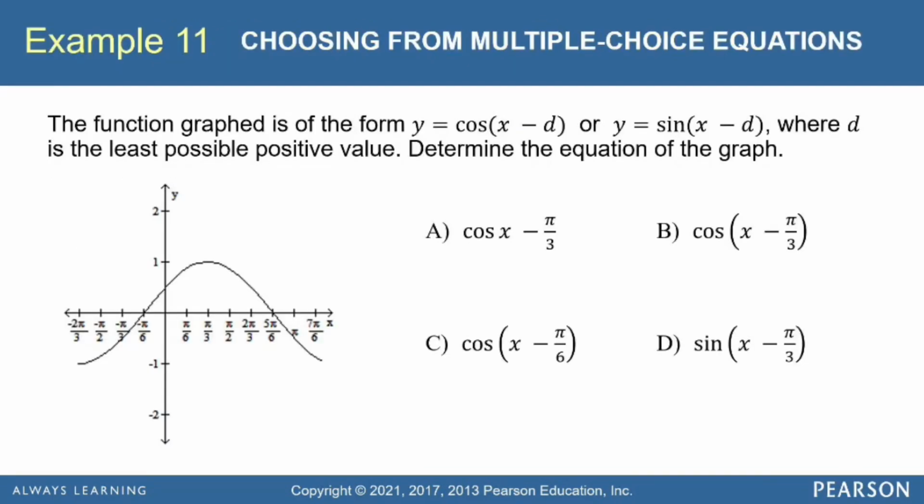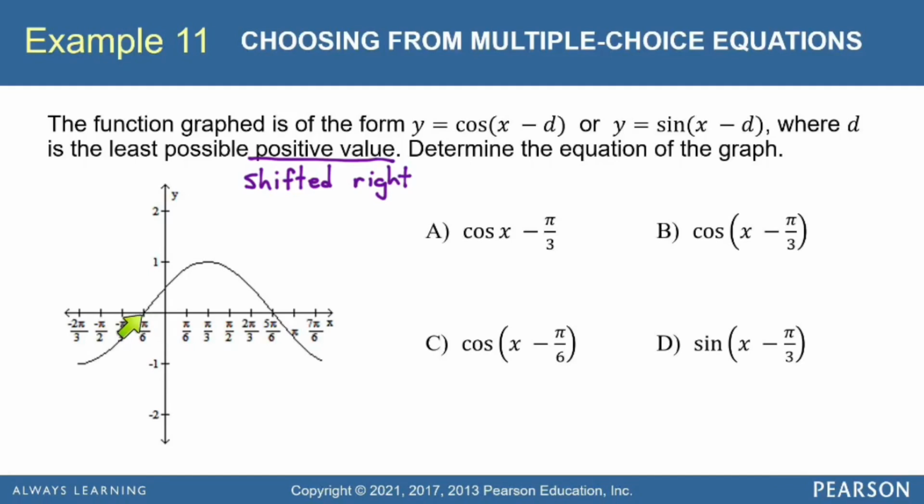So let's look at example 11 together. It says the function graphed is of the form y equals cosine of x minus d or sine of x minus d, where d is the least possible positive value. Determine the equation of the graph. And I want to think about this phrase here, the least possible positive value. What they're telling you is if d is positive, then that means x minus d is going to show a phase shift to the right. So you don't have to worry about what would happen if you shifted to the left.